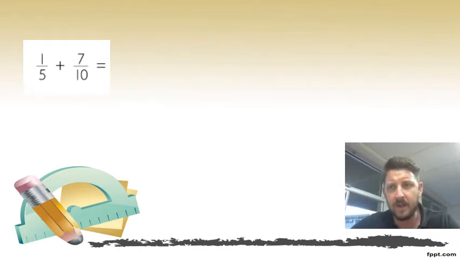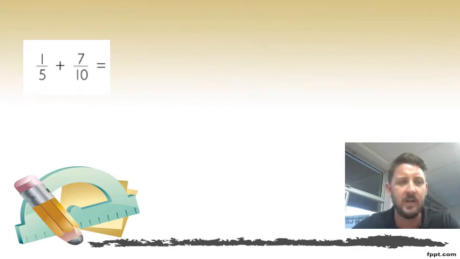Let's look at another one here before I get you to try one for yourself. So straight away, I look at my two fractions. Are the denominators the same? No, my denominators are not the same. So because my denominator is not the same, I need to change at least one of them so that they look the same. So looking at the first one, 1/5, 7/10, I can change a fifth to a tenth by multiplying it by 2.